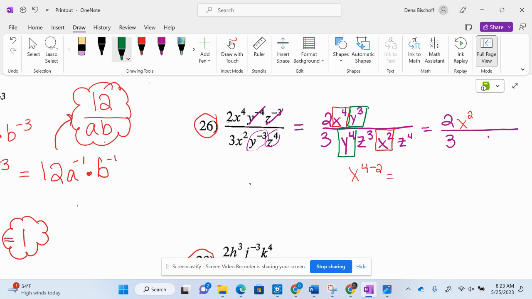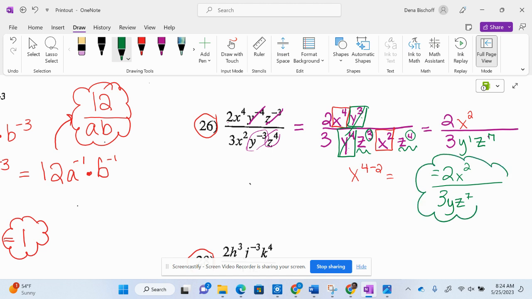So here's how we talked about this. You know that you have 3 y's in the top and you have 4 y's being multiplied together in the bottom. Where do you have more y's, in the top or in the bottom? Where's the biggest power? In the bottom. How much more? 1 more. So leave that y to the first in the bottom. So now we're done with that. The last one is this z. Both of them are in the bottom. If you're multiplying, you add the exponents. 3 plus 4 is 7. So your final answer is 2x squared over 3yz to the power of 7.